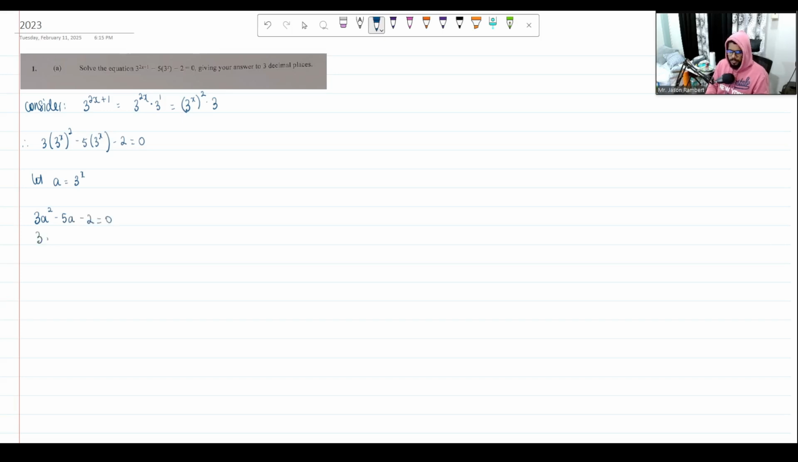I'm going to get 3a squared. I'm looking at minus 6 and 1: minus 6a plus a minus 2 is equal to 0. Now I'm going to get 3a into a minus 2 plus 1 into a minus 2 is 0. I'm going to get a minus 2 into 3a plus 1 is 0. a is 2, or a is negative a third.